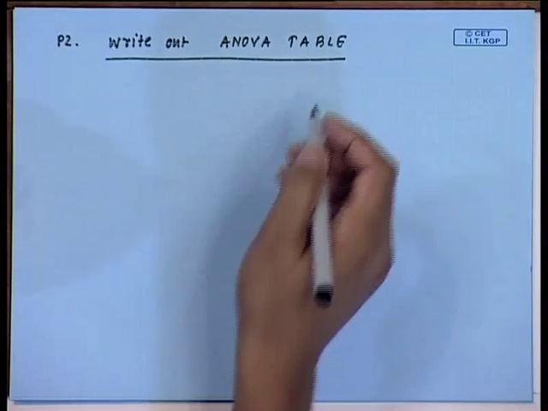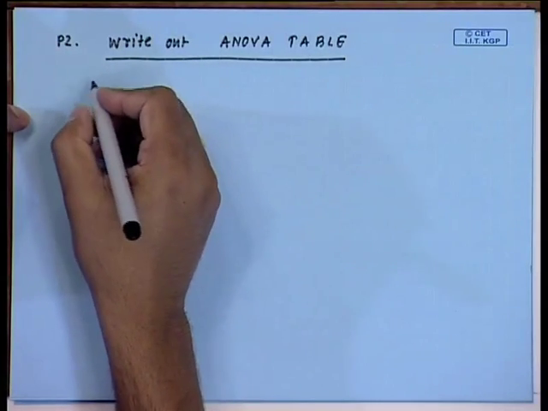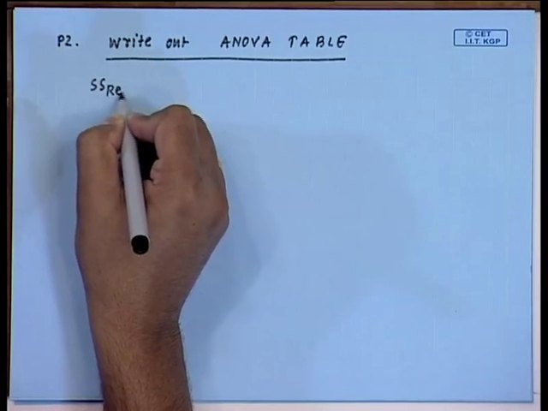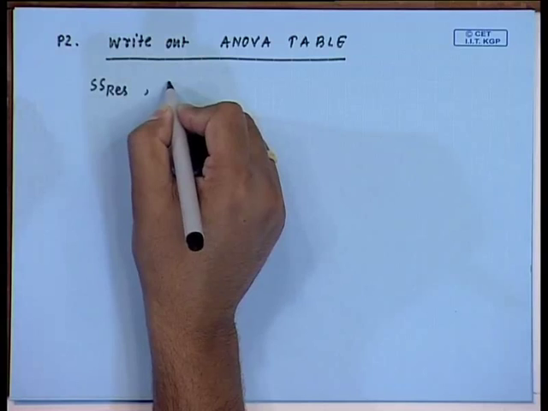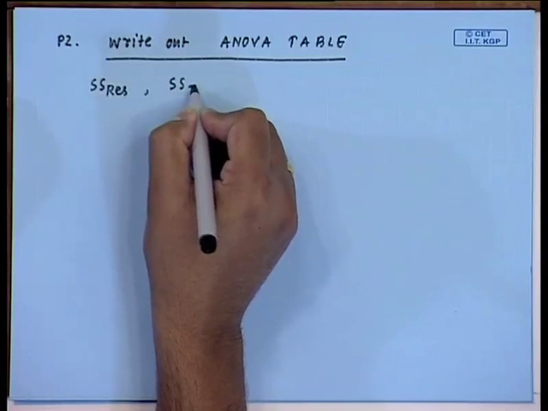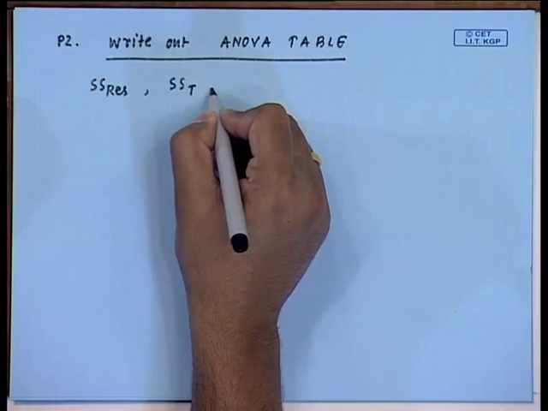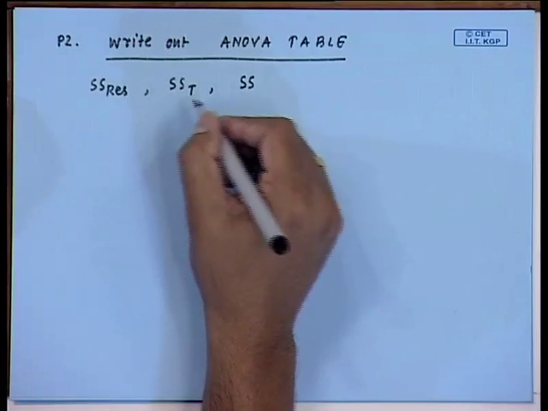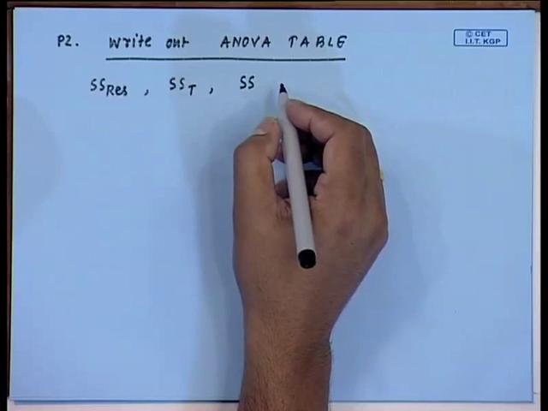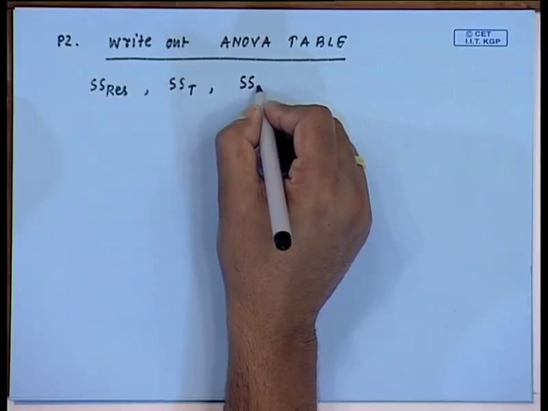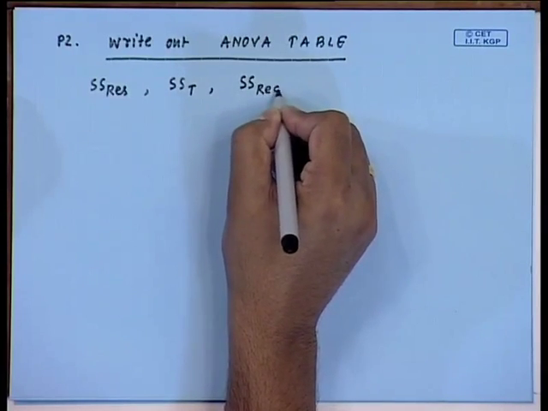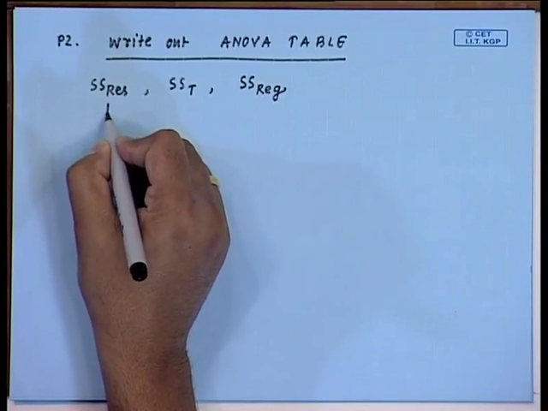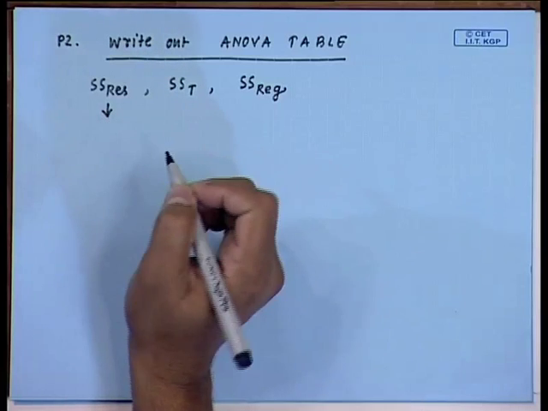Well, so what we need to compute here is SS residual and SS total, and then SS regression can be obtained from these two. I mean, SST minus SS residual is equal to SS regression. Now, in order to compute SS residual, first we need to compute the residuals.